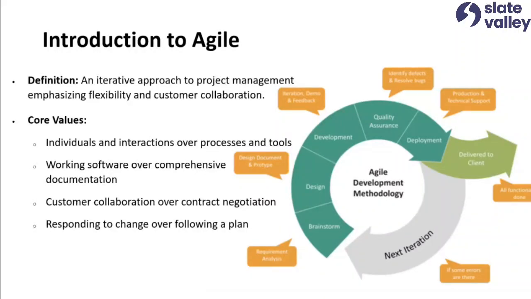Okay, if you can see the diagram, we start with brainstorm, that is requirement analysis, design and prototype, development, that is iteration, demo, feedback, and everything, quality assurance, that is identifying and resolving bugs, production and technical support, that is deployment, that is releasing, and then which delivers to the client, and then again we start the next process. A continuous process. It revolves in a cycle. If we are delivering it to the client and there are some errors, we go back to the board again.